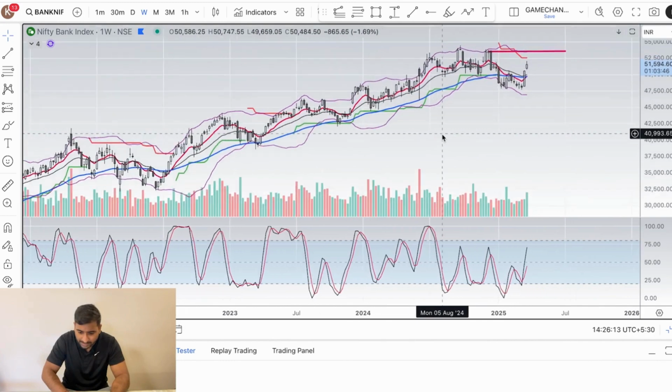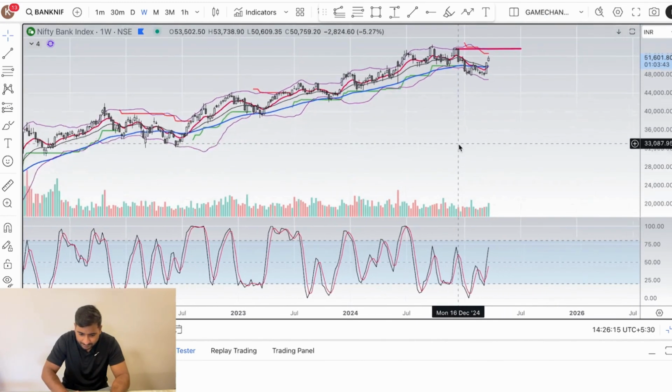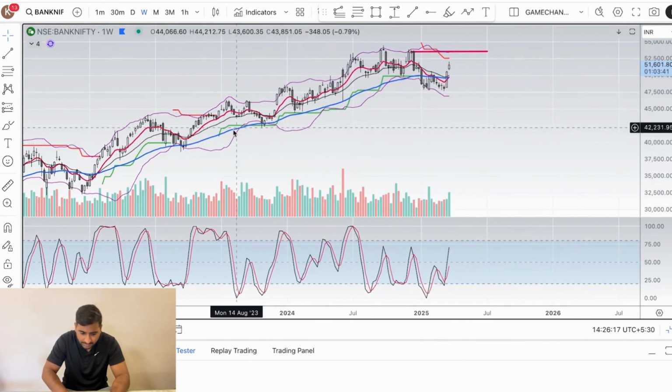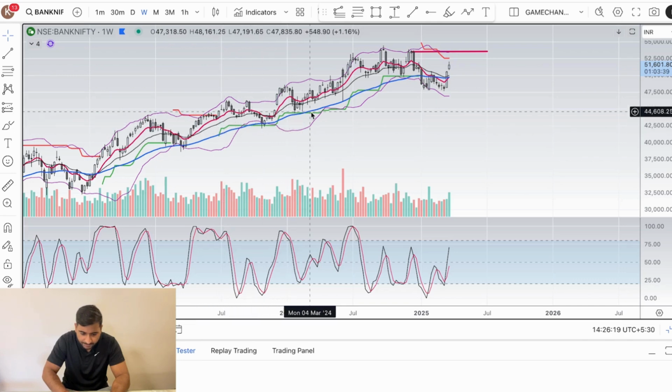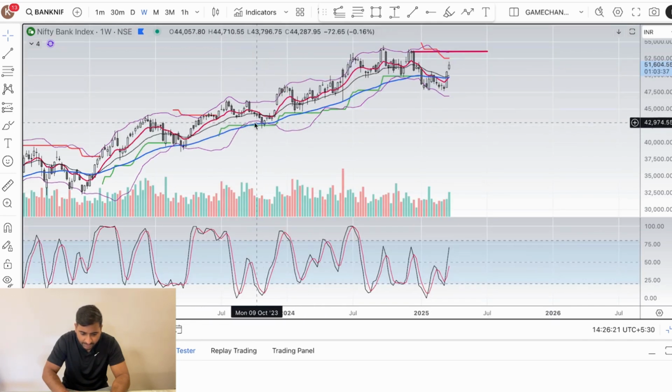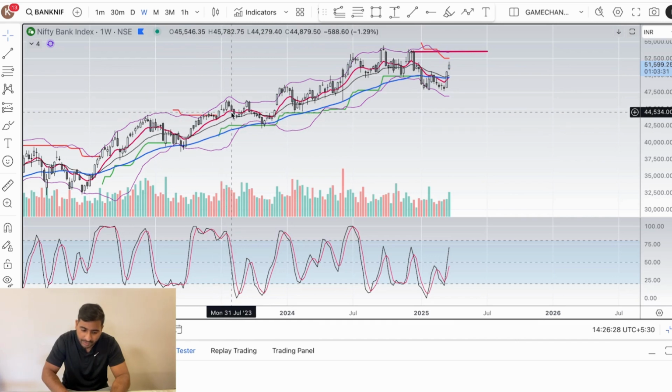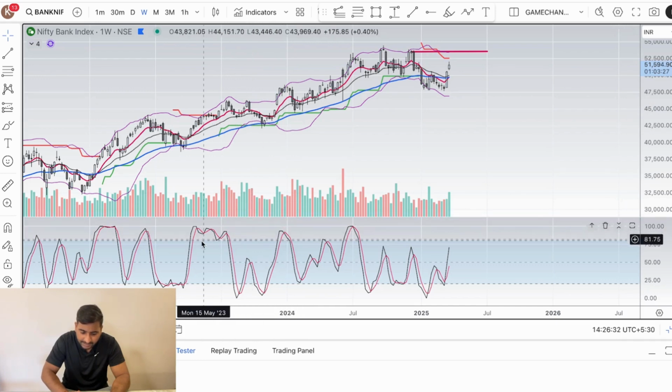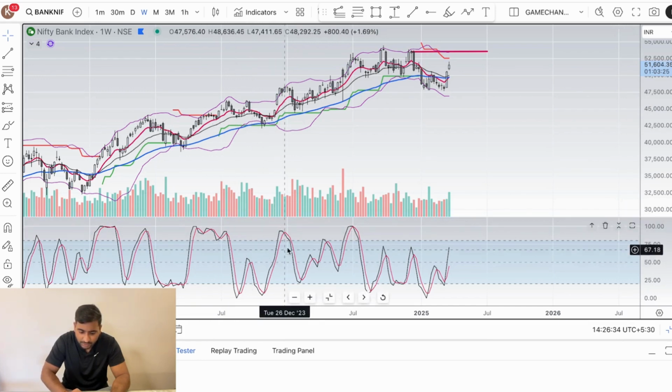So this is what my indicator template looks like, right? This is what we call a super trend. This is the 50 moving average. This is the 20 moving average, the color in black. The red one is the 9 moving average. This purple is the Bollinger Bands. And this is what I call a stochastic RSI oscillator.